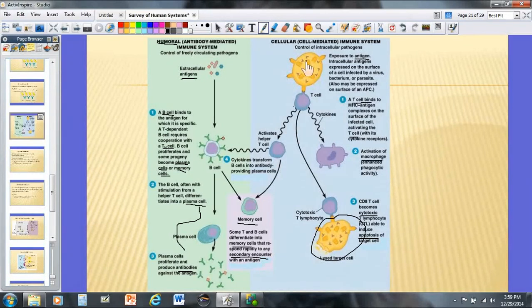If you go back over here to our cell-mediated, we have those helper T cells. Remember I told you that if the B cells aren't activated, the T cells will do that and will activate the system and get it started.